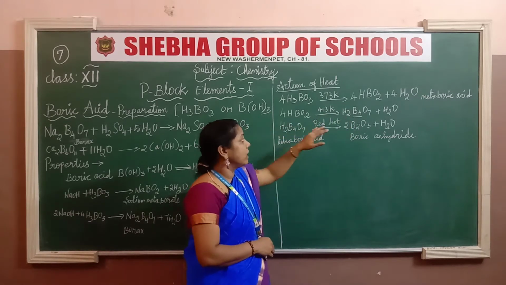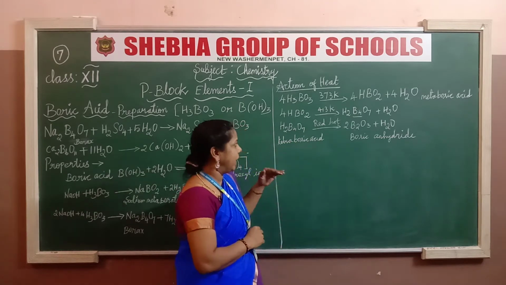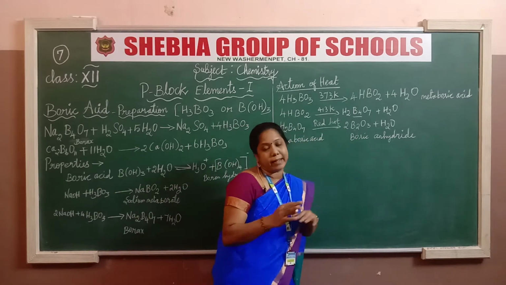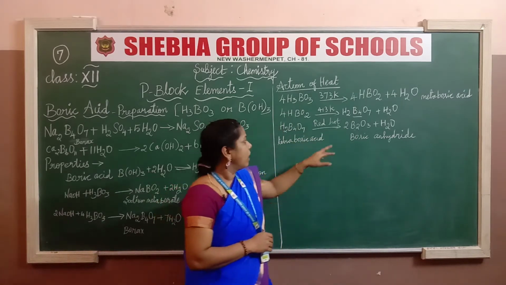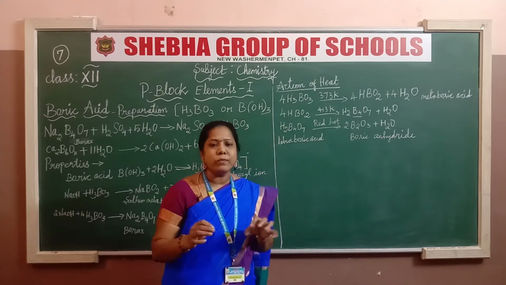has to be heated to red hot. That means a high level of heating we have to apply, and only then can we get boric anhydride. That means the water molecules are completely consumed.